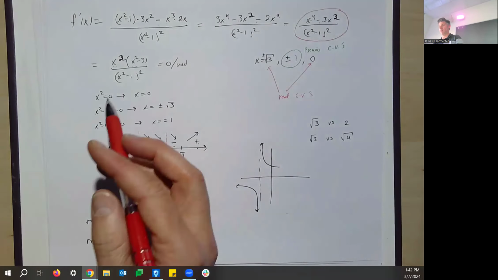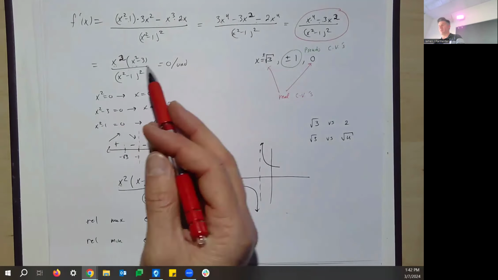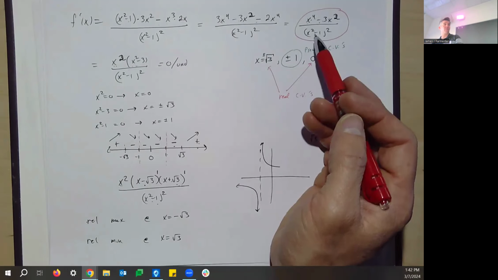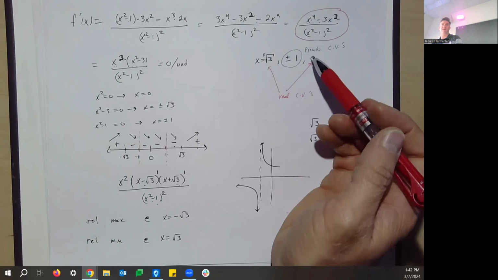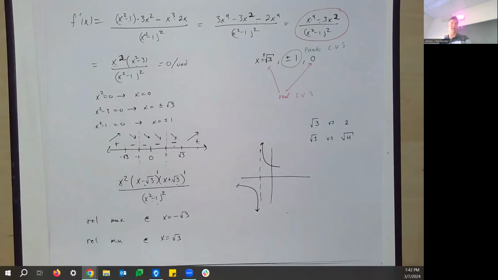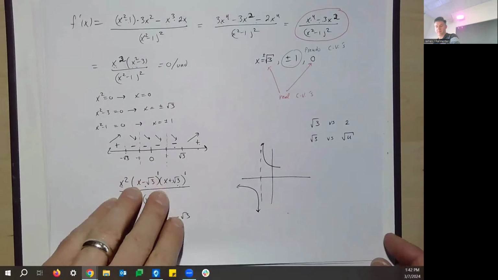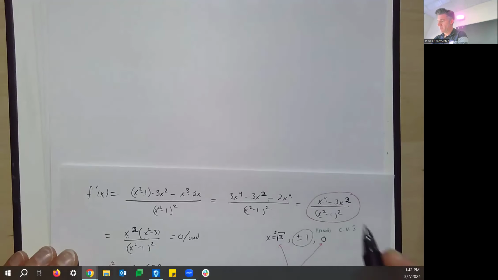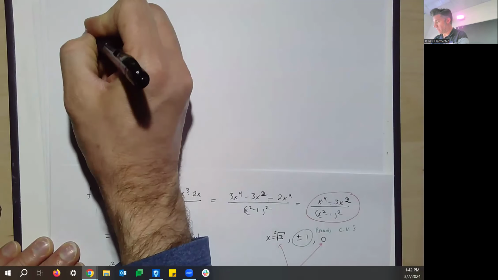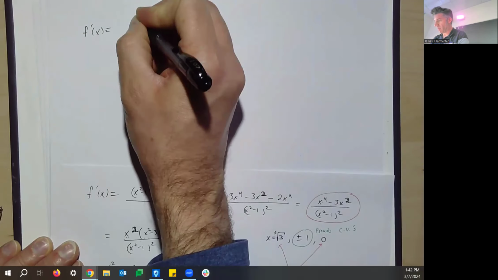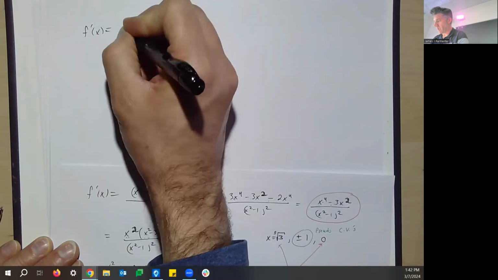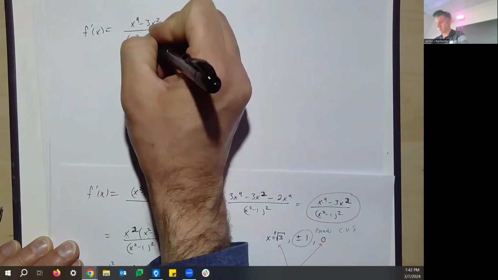I don't want to use the product rule if I can help it. I don't really want to multiply out the bottom, though, because for the quotient rule, the denominator written in factor form is going to be convenient because it keeps showing up. So I'll take the derivative of that. Goodness gracious. So f prime is x to the fourth minus 3x squared over x squared minus 1, squared.